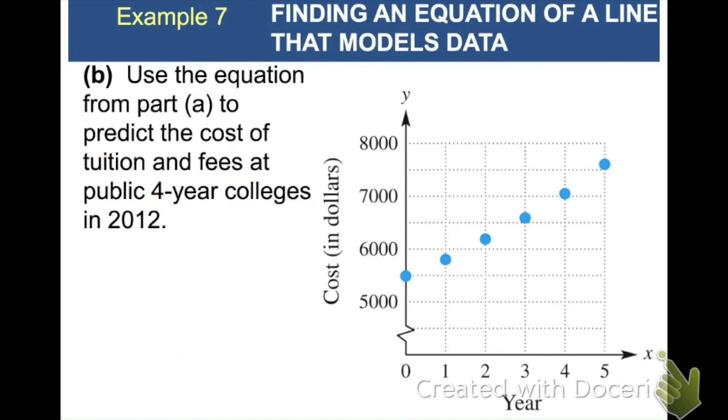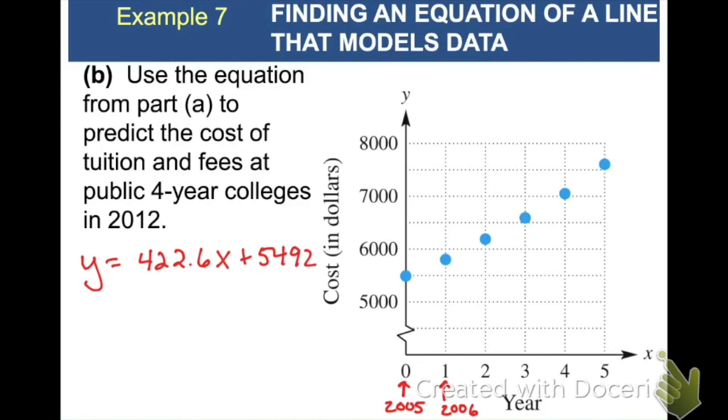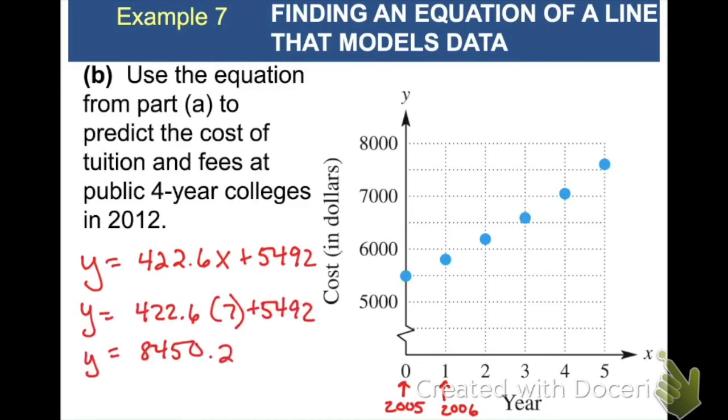So then in part B, we're going to use that equation that we just found to predict the cost of tuition and fees in 2012. Okay, so I wrote down our equation that we found in part A, and we're going to use that to predict the cost in 2012. So they told us a couple slides back that 0 represented the year 2005, so this would be 2006, etc. So to get to 2012, x would be 7. 7 represents 2012. So I'm going to plug a 7 in for x.